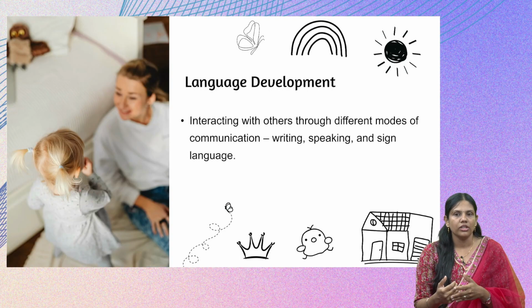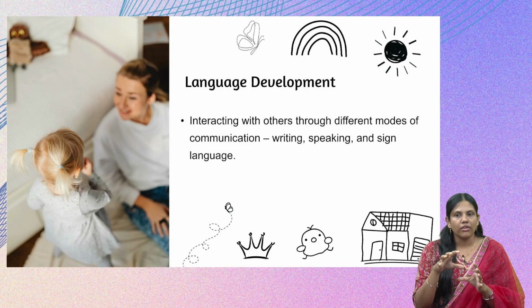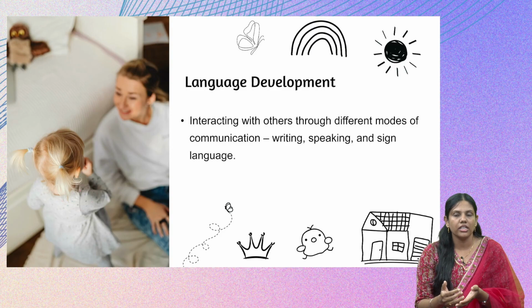The next we have language development, that is interacting with others through different modes of communication: writing, speaking, sign language. So there are various ways in which a child can communicate with the other people around, that may be teacher, friend, family. The child learns how to communicate with them. First the child starts to speak, then comes the writing, and sign language is included because if the child has a problem in hearing, the child may use sign language.